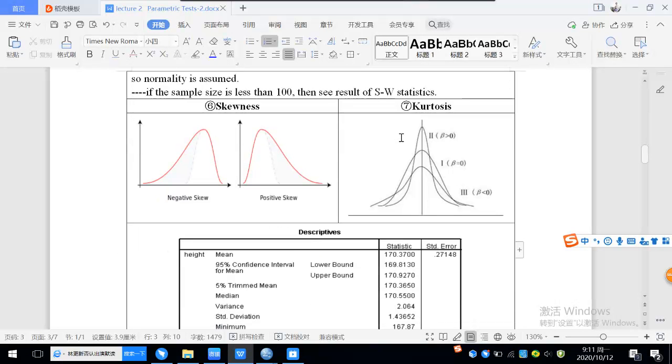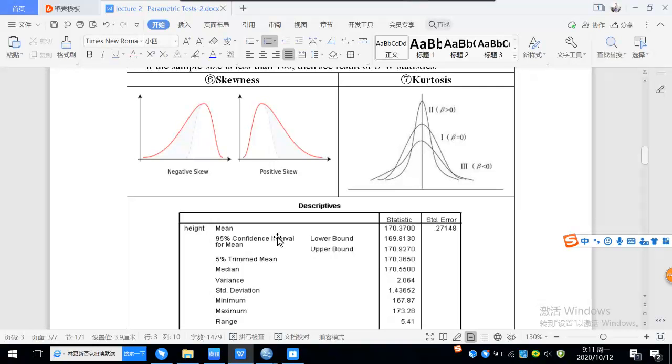Okay, next let's look at the skewness and kurtosis. If it's a normal distribution, I hope that you can see here is the broken line, right? If it's a normal score, then the score will be like this. But if the line falls like this, then we will say it's a negative score. And also here is the normal score. And if you look at the red line here, then it means it's the positive score.